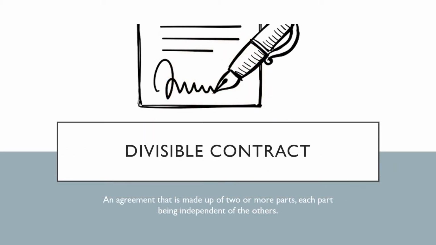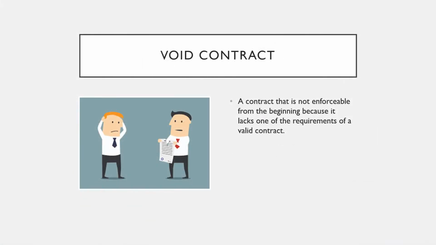A divisible contract is an agreement that is made up of 2 or more parts, each part being independent of the others. A void contract is a contract that is not enforceable from the beginning because it lacks one of the requirements of a valid contract, such as the person is incompetent and cannot perform the agreement.